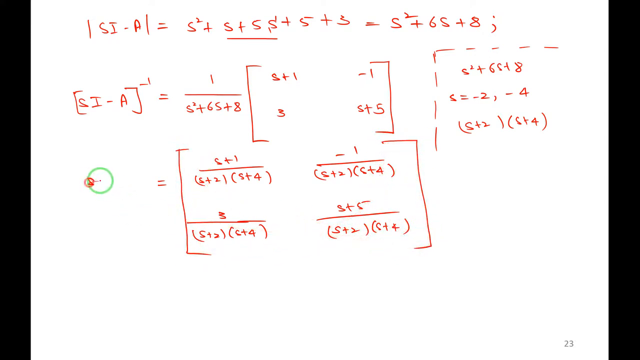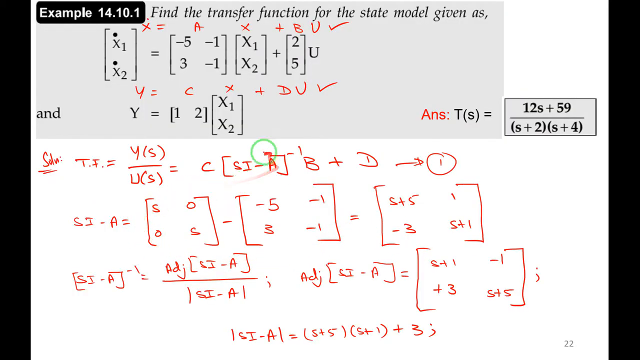So this is (sI minus A) inverse, and this is of the order 2 cross 2, 2 rows, 2 columns, right? Okay, what we have found out is only this much. Then we have to multiply with matrix C, then with B, right? So first we'll multiply with C, and we'll multiply all the three.